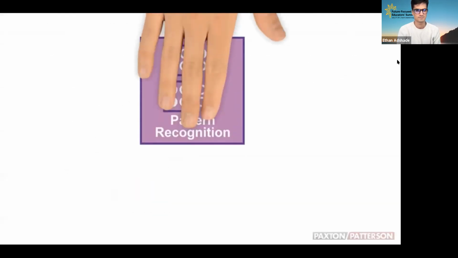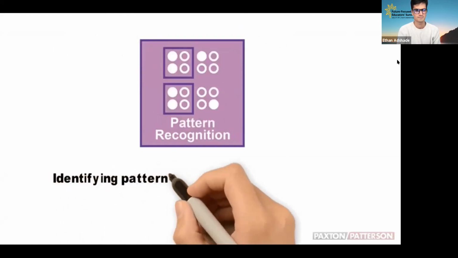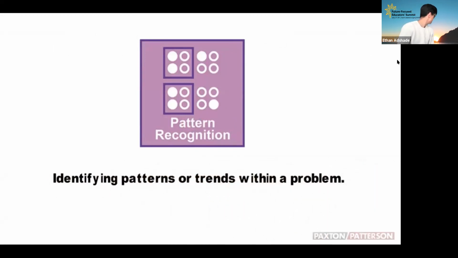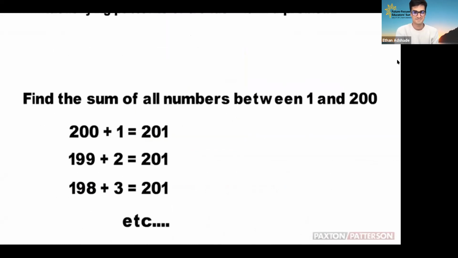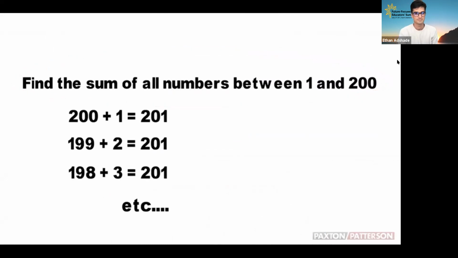Step 2 of the computational thinking process is pattern recognition. Identifying patterns or trends within a problem. Let's return to the problem we started in step 1. Find the sum of all numbers between 1 and 200. What pattern do we see here? If we take the sum of the high number and the low number, we get 201. And all the other pairs have the same sum. We need to figure out how many times the 201 pattern repeats.